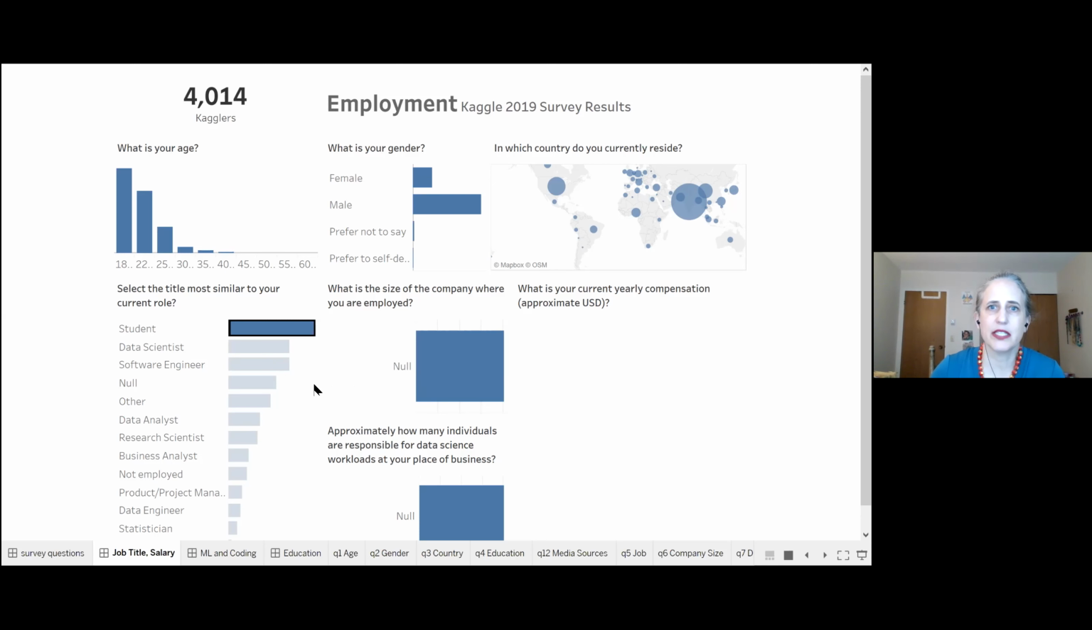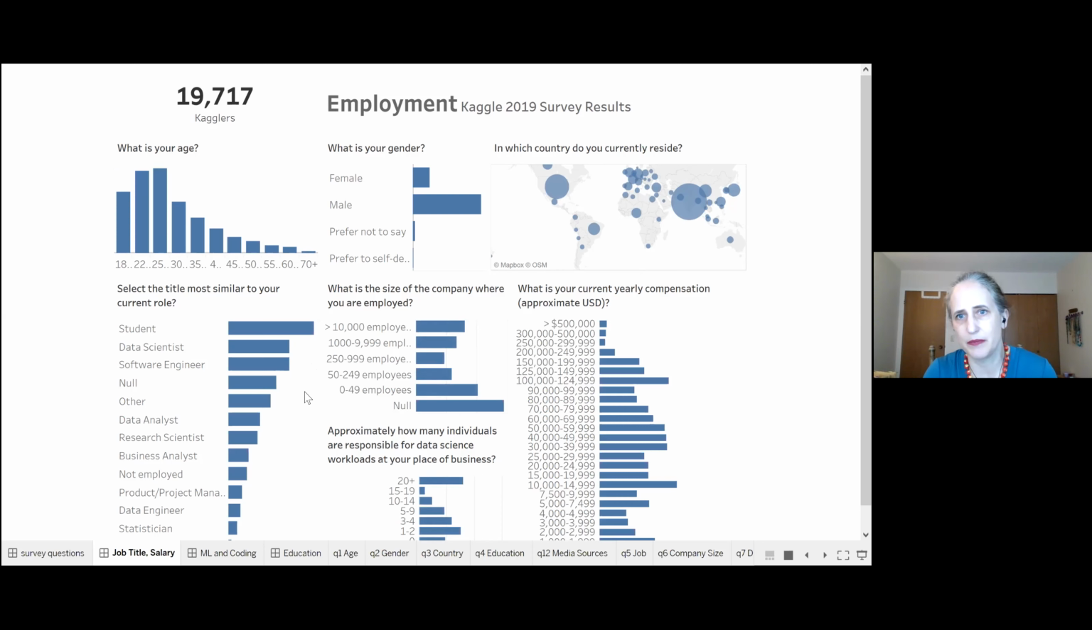Any other cuts or slices on here? And as you can see, there's no data for yearly compensation as long as we've got the students selected, because they were not asked.